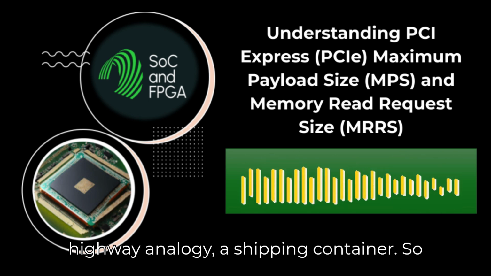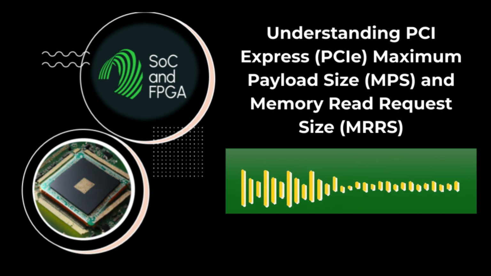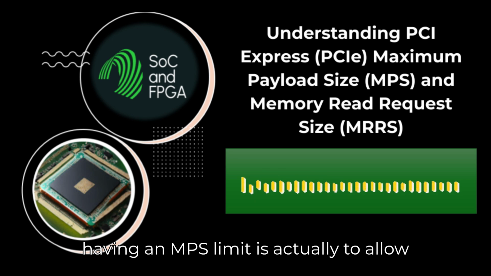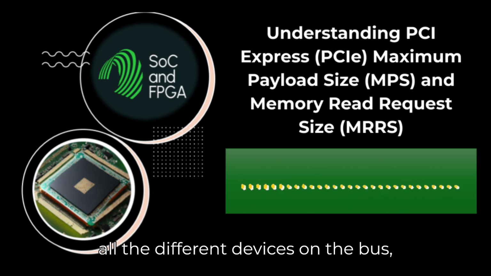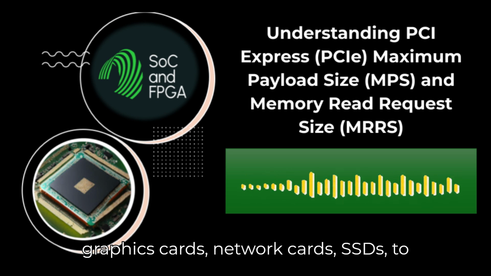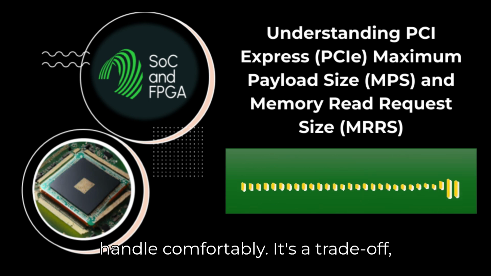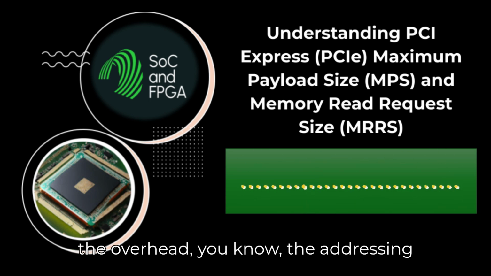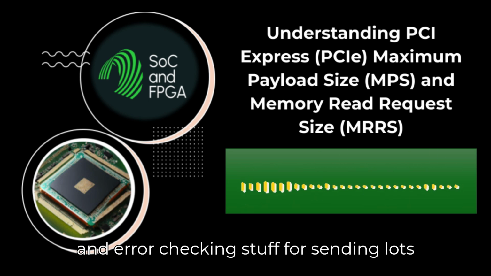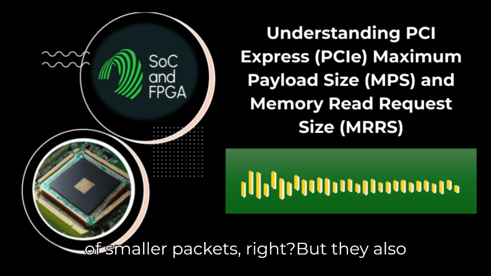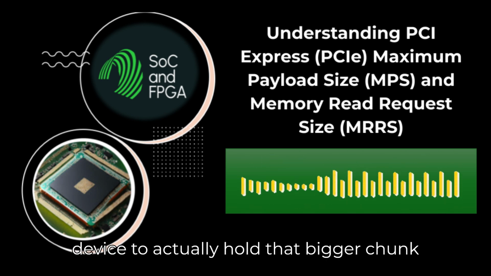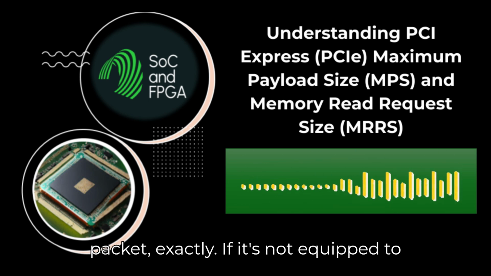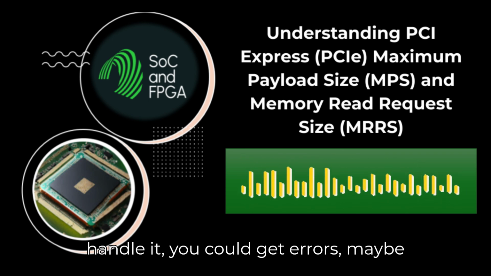A shipping container. So why not just make these containers huge all the time? Wouldn't that always be faster, to send more data at once? That's a really good question. The reason for having an MPS limit is to allow all the different devices on the bus, graphics cards, network cards, SSDs, to agree on a packet size they can all handle comfortably. It's a trade-off, really. Larger packets can be more efficient because they cut down on the overhead, the addressing and error checking, of sending lots of smaller packets. But they also need more buffer space in the receiving device to hold that bigger chunk of data while it's being processed. So if a device isn't ready for a huge packet. Exactly. If it's not equipped to handle it, you could get errors, maybe even lost data.